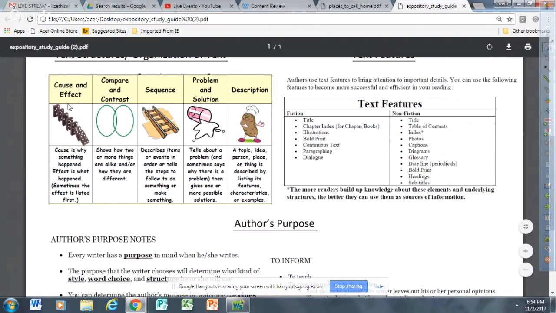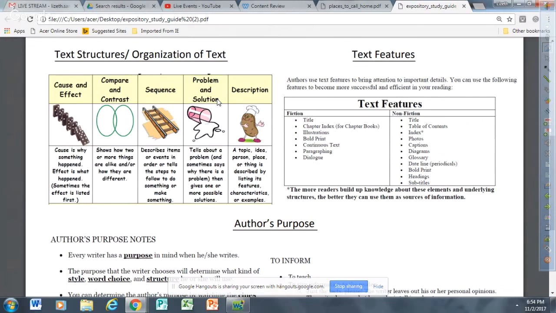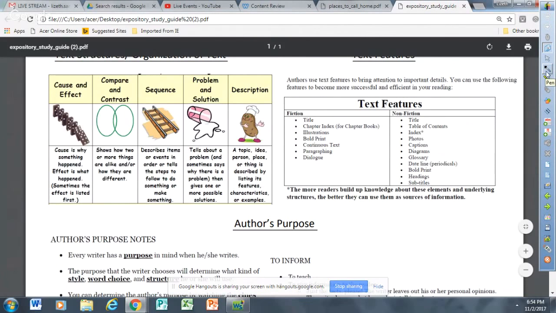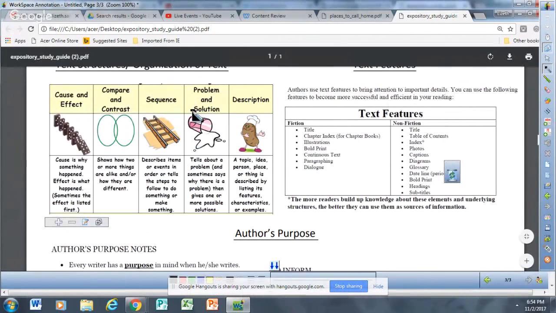A lot of you are getting confused with cause and effect and problem solution. I think the thing you have to focus on is: is there an actual problem, and are they telling me how to solve that problem? What we're getting confused with is this solution part, because let's say they're talking about an event in history and all the causes, and how that event happened as an effect because of those causes. That is not a solution.